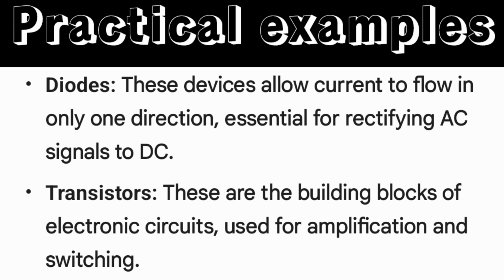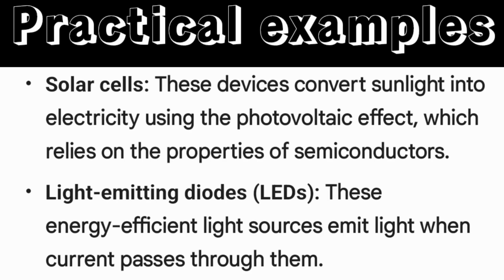Transistors. These are the building blocks of electronic circuits, used for amplification and switching. Solar cells. These devices convert sunlight into electricity using the photovoltaic effect, which relies on the properties of semiconductors. Light-emitting diodes, LEDs. These energy-efficient light sources emit light when current passes through them.